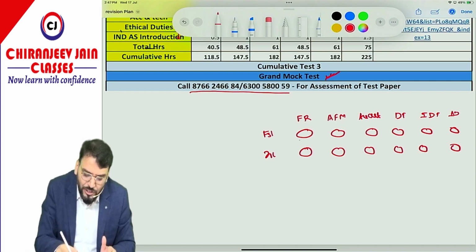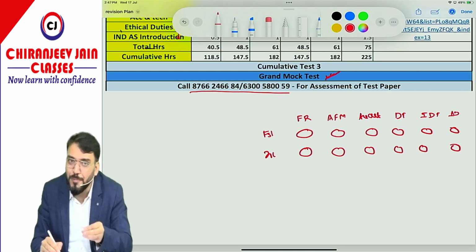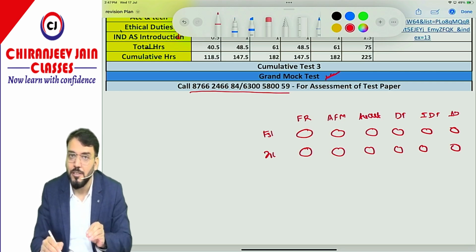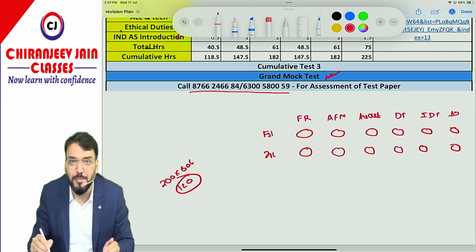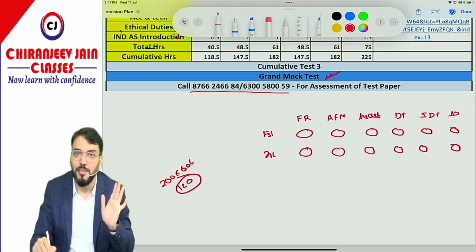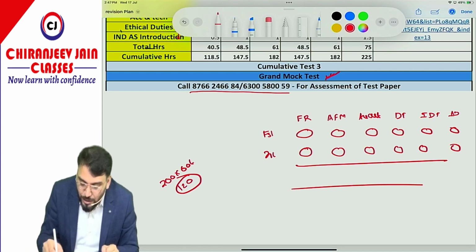I will suggest that if for the first revision you have taken 200 hours, you can take 60% of that time for the second revision. Correct? So 200 hours into 60%, how much is it? 120 hours. So the second revision can be done in 120 hours. I'm just giving one hint. Correct? Yes, sir. Then you can make a total of this.